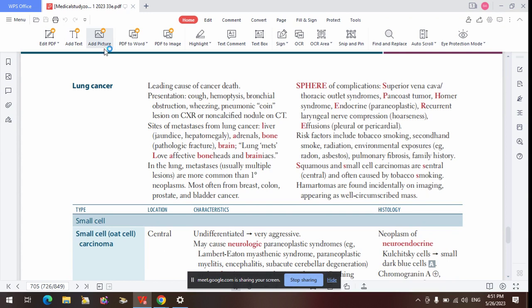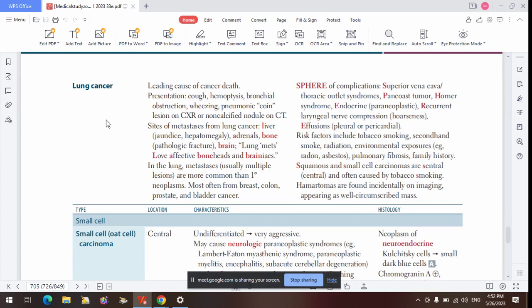So, what are the types of metastasis? Where do they come from? Most commonly, the breast, the colon, the prostate. Don't forget those three, very important. BCP, biology, chemistry, physics. BCP, breast, colon, prostate, they typically go to the lung. Very important. Breast, lung, colon, lung, prostate, lung.